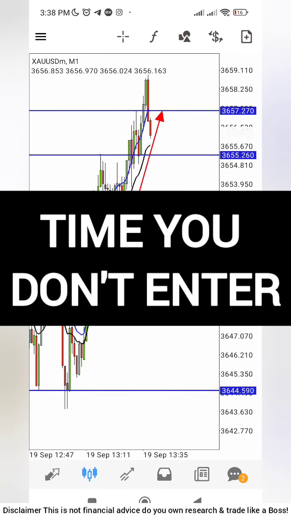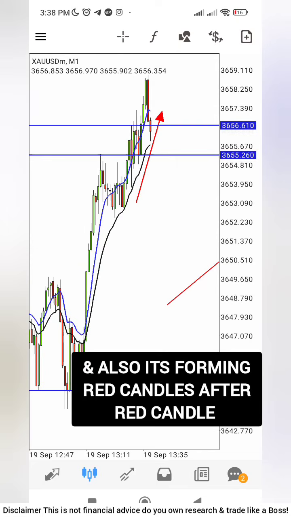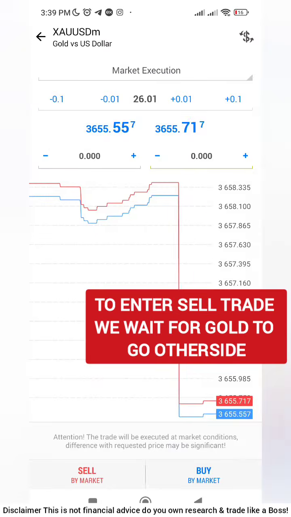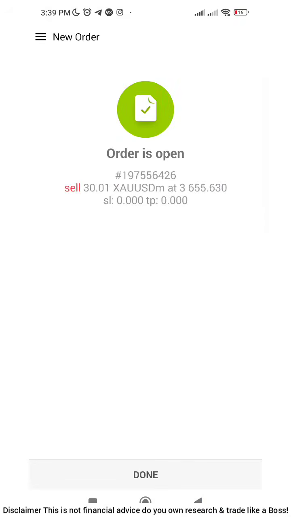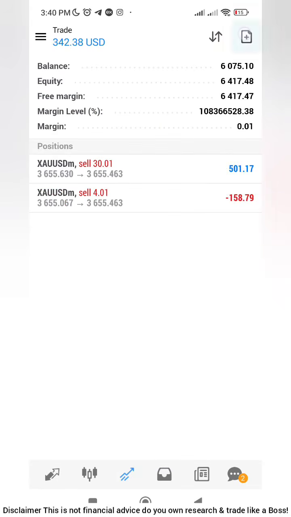The only time that you don't enter is when you see that gold is not rejecting the previous high, and it's forming red candle after red candle. To enter a sell trade, we wait for gold to go the other side, and when we have a big account like this, we enter multiple trades one after the other until the broker says not enough money.